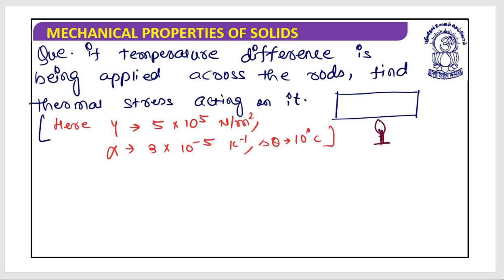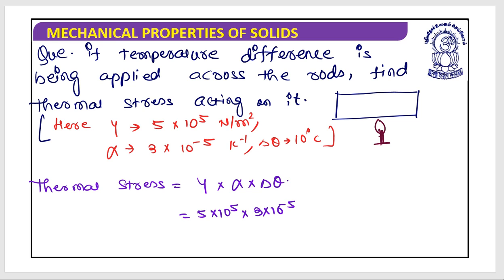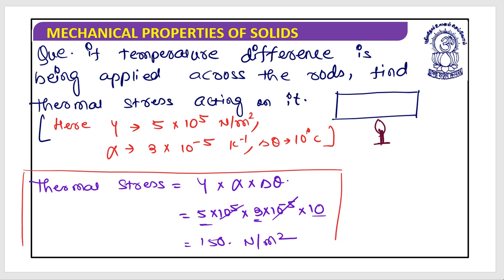So what is to be done is that this thermal stress is equal to Y alpha delta theta. When I write this, it's 5 × 10^5 multiplied by 3 × 10^-5 multiplied by 10. It would be 5 threes are 15, into 10, it's 150 Newton per meter square. Have you done this?